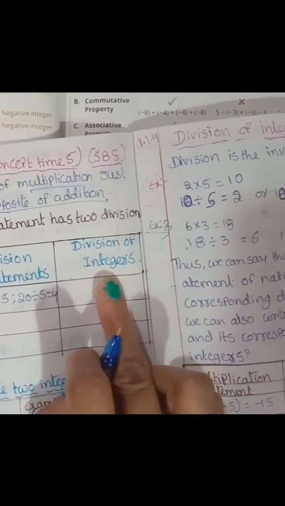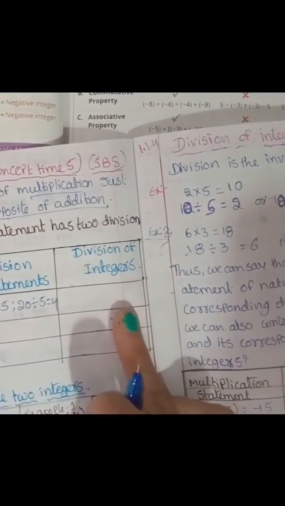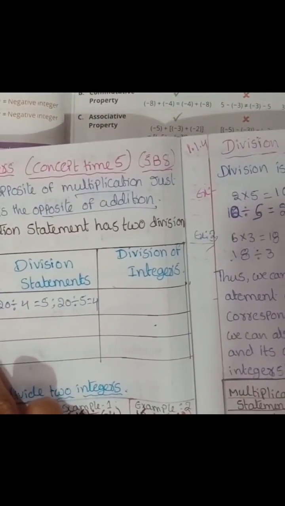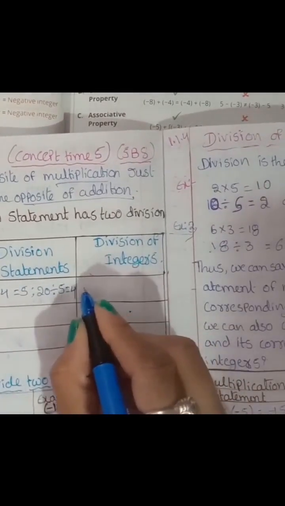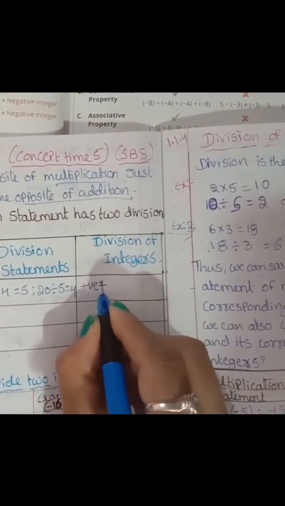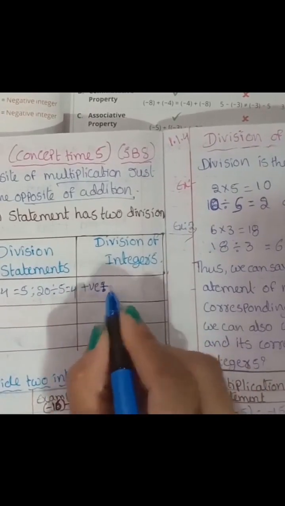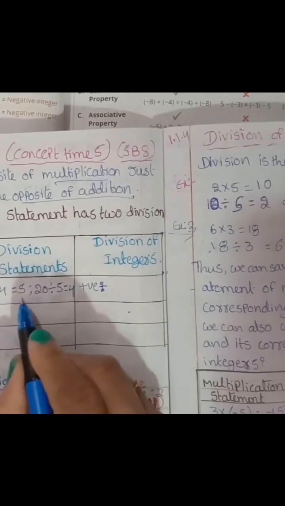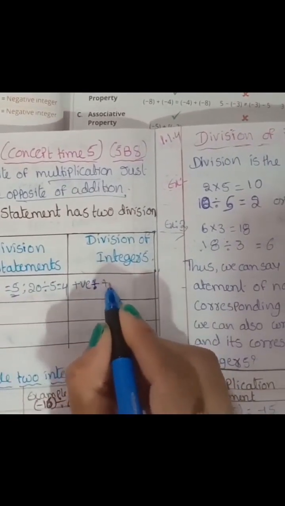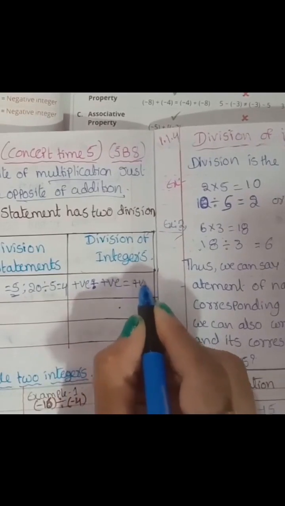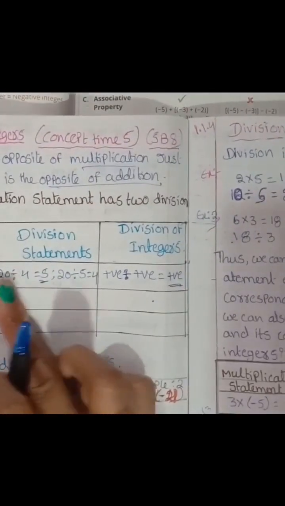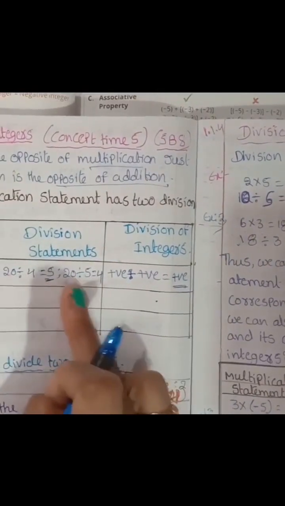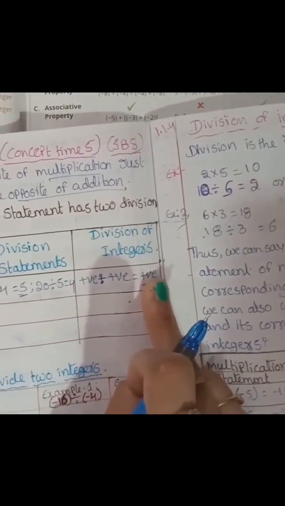Division of integers: positive integer divided by positive integer. Both are positive, so we will get a positive integer only. So I can write it this way: positive integer divided by positive integer, we will get the positive integer. In a multiplication statement, if both are positive, then in the division statement also, if both are positive, we will get the positive integer only.